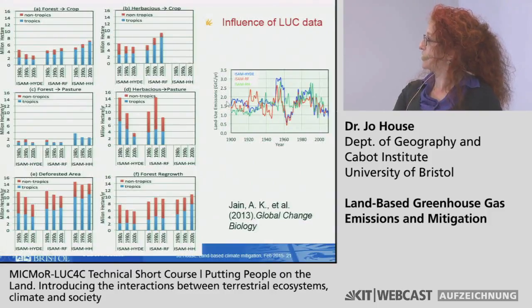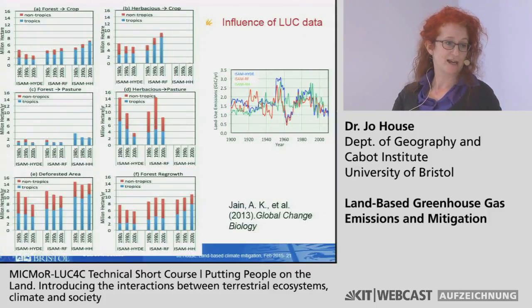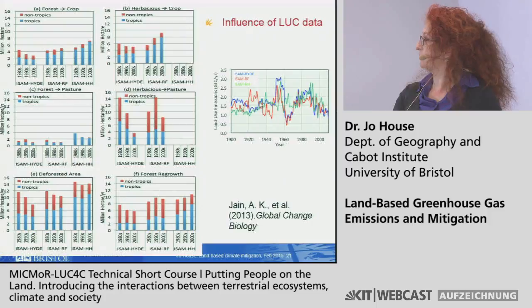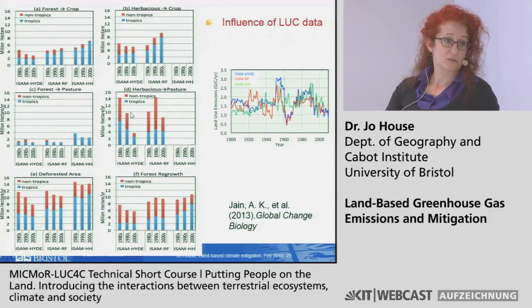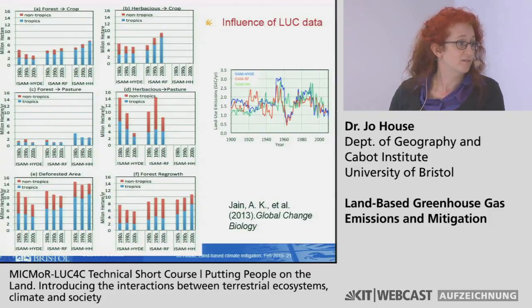And this is showing you land use change emissions that you get using the 3 different data sets when you run them with the same model, the ISAM model. And it also picks out some of the differences between, for example, deforested area, showing non-tropics and tropics. This is the HYDE data set going from the 1980s through to the 2000s for what you get for deforested area compared to what the Ramankutty and Foley data set shows you for area change, and Houghton shows you for area change. So you can see there's in here forest regrowth. So there's quite some difference between the different data sets, and there's nothing to say which one's right or wrong.